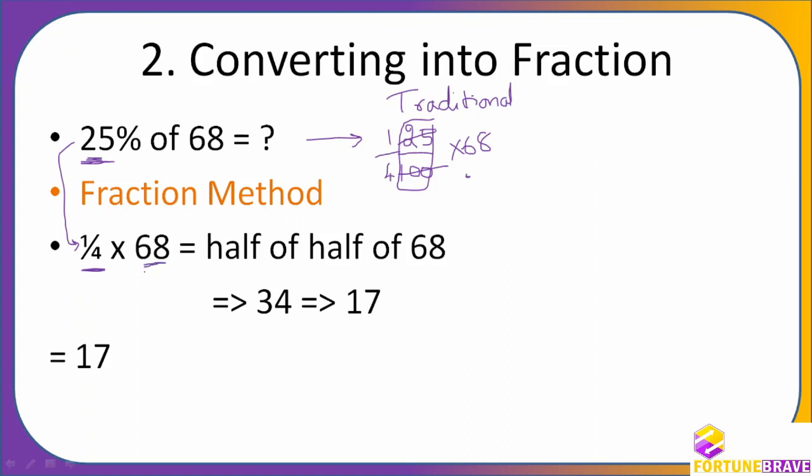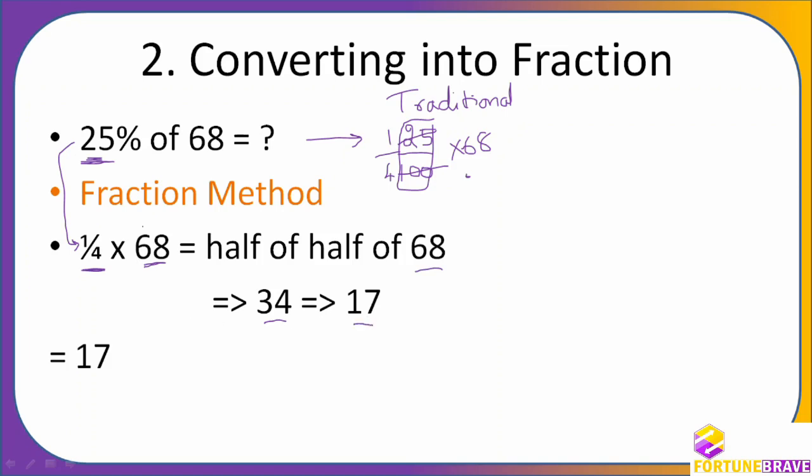How to do 1 by 4 into 68? This means we are going to divide it by 4. When you are dividing any number by 4, you can use this method: half of half. Like when we multiply by 4, what do we do? Double of that number, double of that number. If we are dividing by 4, reverse it: half of that number. So 68 half is 34, 34 half is 17.